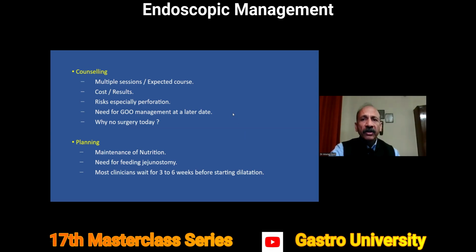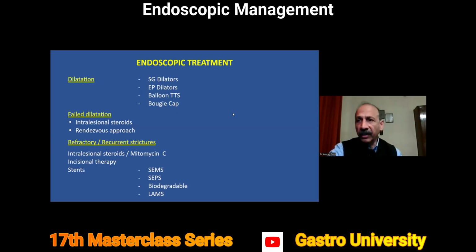So once the patient is very sure that he wants to go on an endoscopic dilatation, that's when the dilatation starts. The endoscopic treatment for corrosive stricture esophagus, of course, first is dilatation. And we have these various dilators. I'll very briefly discuss them in the next slide. So if we are able to dilate, then I go ahead and keep dilating them as and when required.